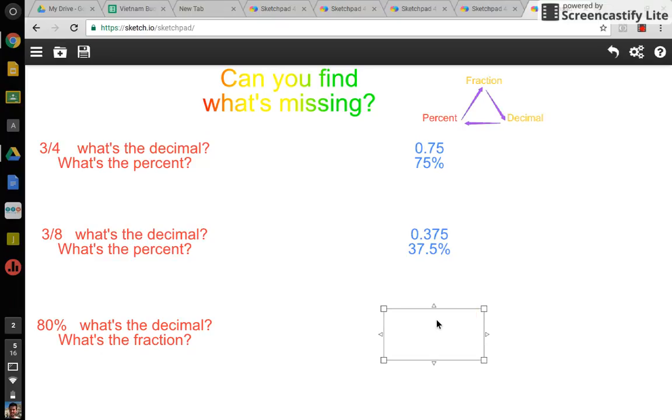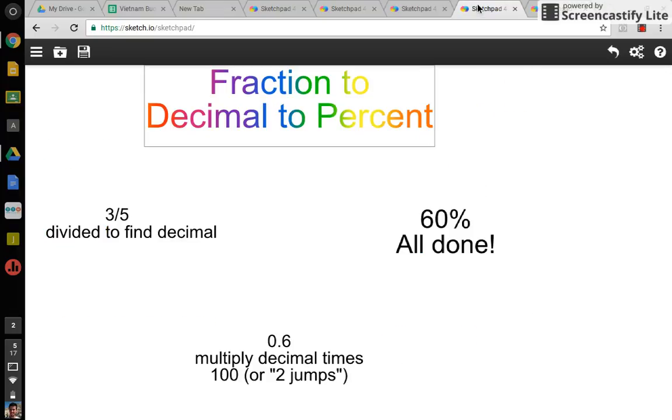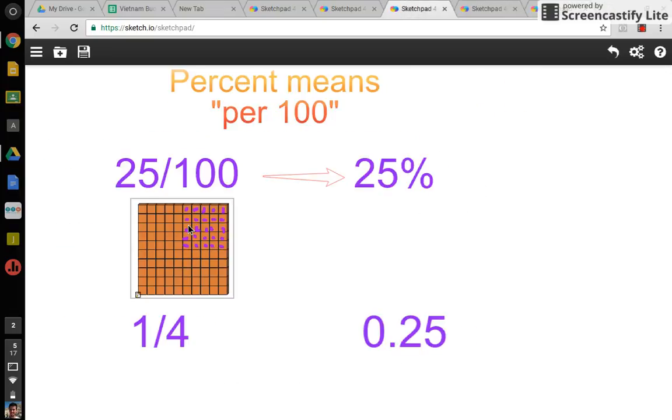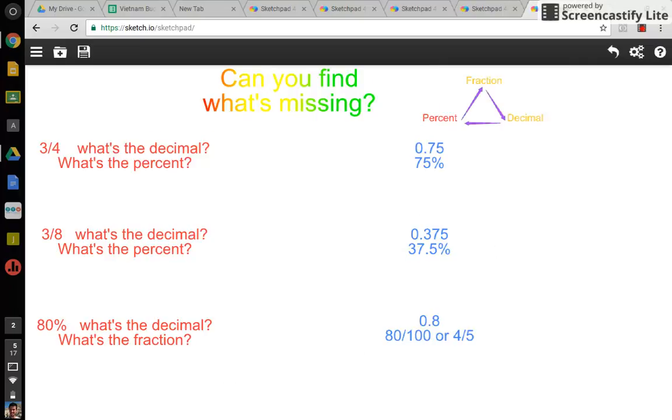And what is our fraction? 80 out of 100. Or in other words, if I had 80% of my hundreds, that would be 8 of these rows shaded in. Well, we can go ahead and simplify 80 out of 100. We can find that they both have a greatest common factor of 20. 80 divided by 20 is 4, and 100 divided by 20 is 5. The simplest term for that fraction is 4/5.